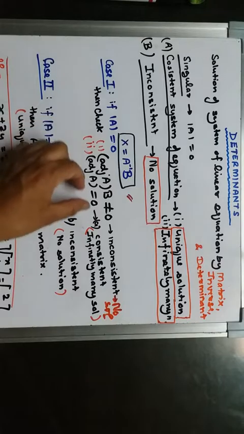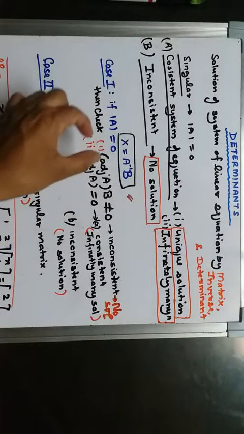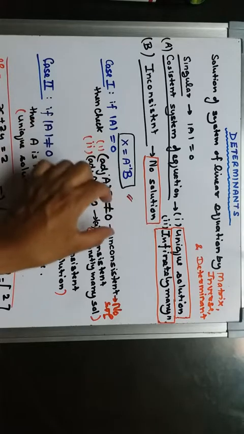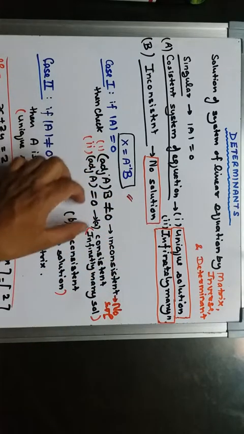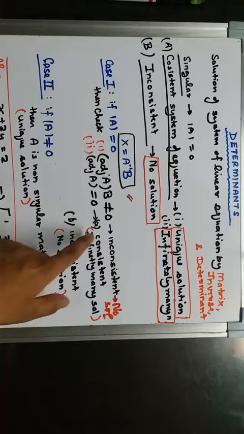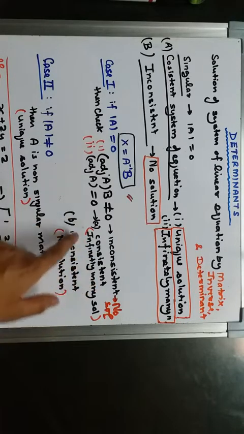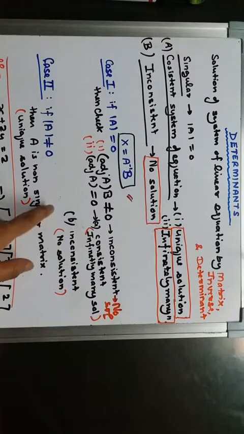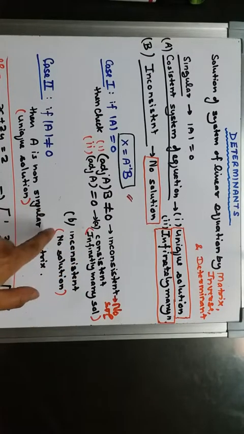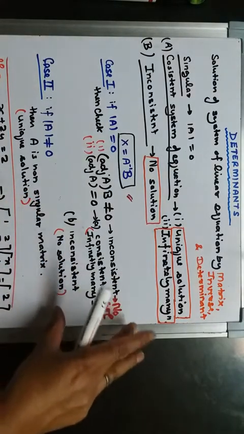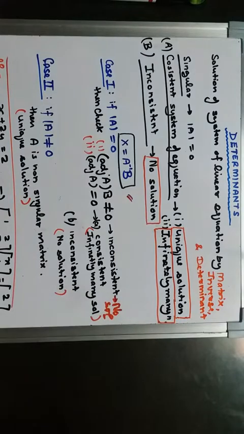But if it is equal to 0, then follow this. If again this is not equal to 0, it is inconsistent. If this is equal to 0, then it will be consistent and will have many solutions. If it is inconsistent, it has no solution. When you do the questions, you will understand this topic better.